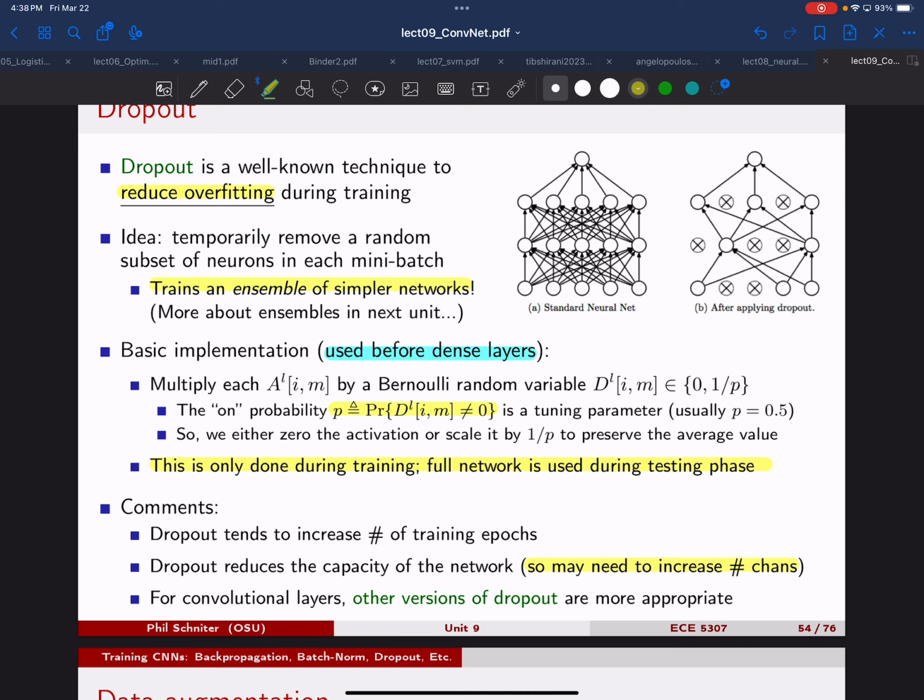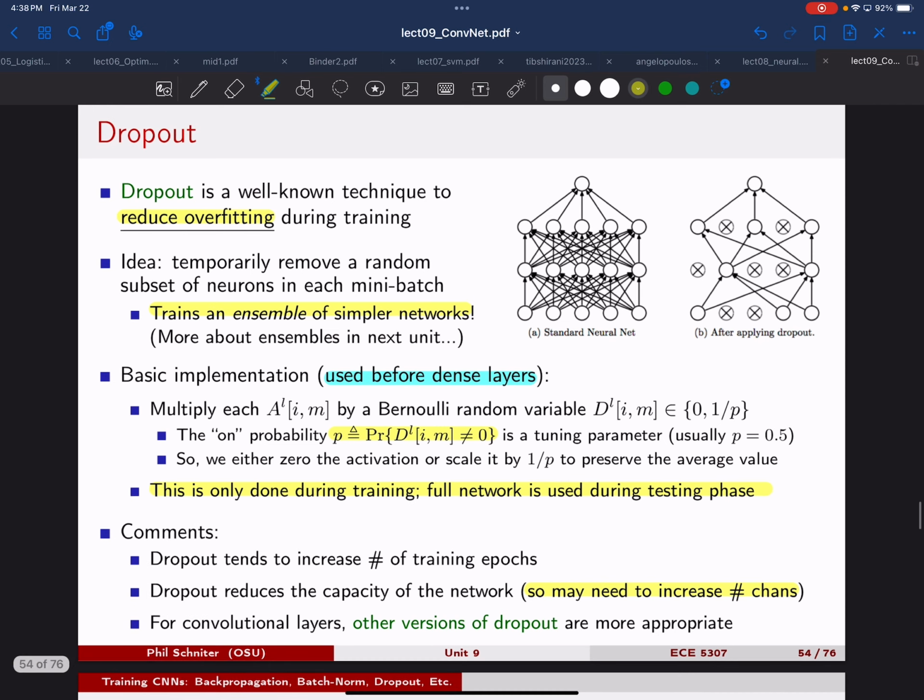You also don't want to apply this to your final outputs. Those final outputs are all very useful. You don't want to drop them out. And if you have an all-dense network, you would not want to apply this to your inputs, because your inputs are all very useful. It's just the hidden nodes that you're dropping out. Okay, so that's dropout. Any questions on dropout? Okay.